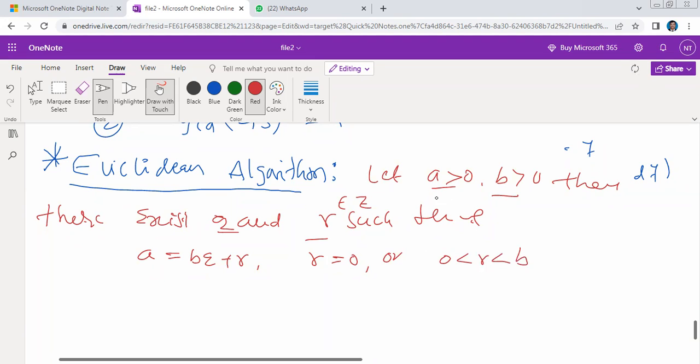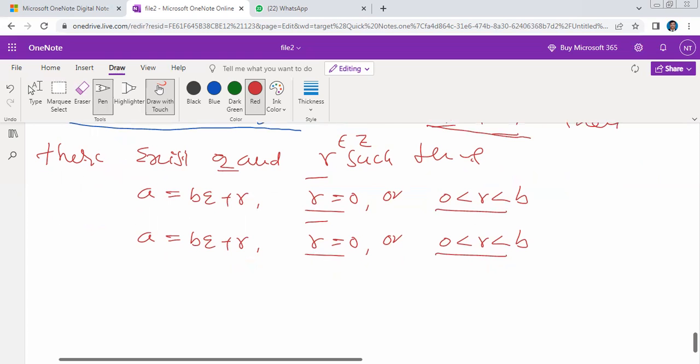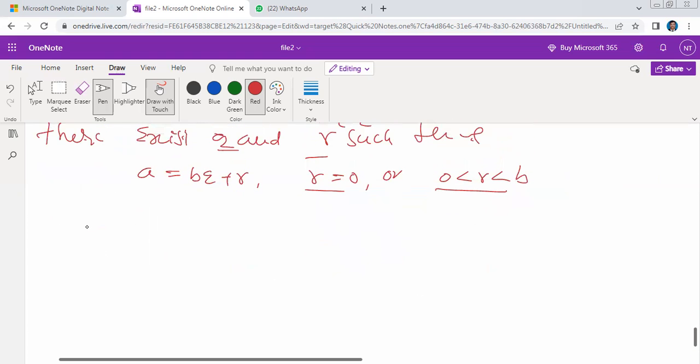The difference from the division algorithm is that there we took a, b belonging to Z with b greater than 0. Here both are positive. Then there exist q and r in Z such that a is equal to bq plus r. Either r is equal to 0 or 0 less than r less than b. We have to be careful here, and problems will also be based on this. I will give the clarification.